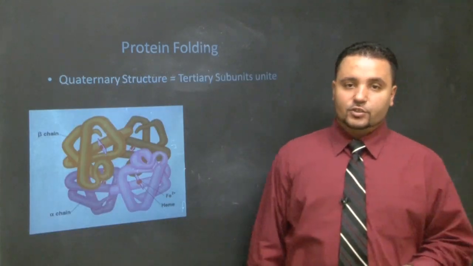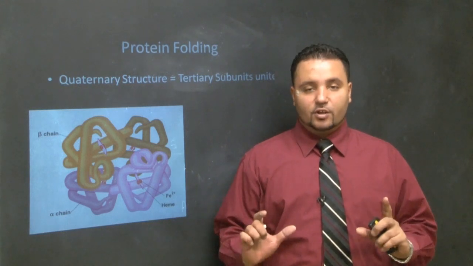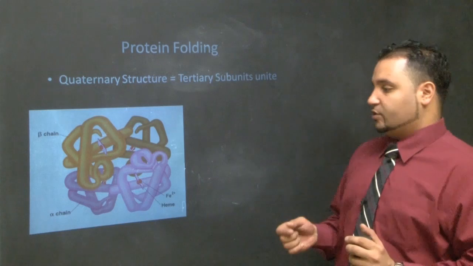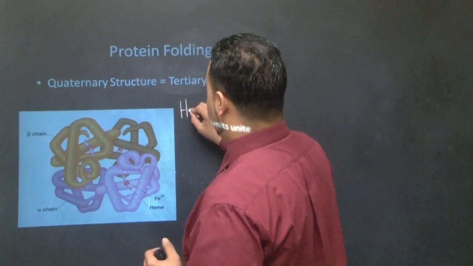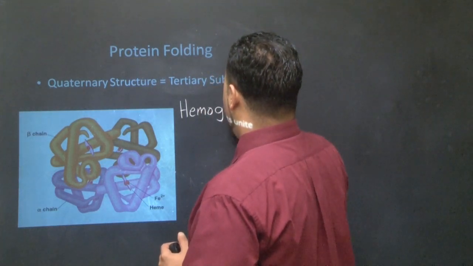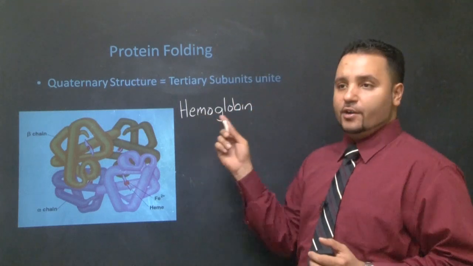And then finally, the quaternary structure. This is the fourth level up. So basically, we're going to take tertiary structures and we're going to let those subunits come together. All right, these tertiary structures. So this is hemoglobin. Hemoglobin, you might have heard, is the blood protein, right? Hemo meaning iron, or blood, and globin meaning protein, blood protein or iron protein.